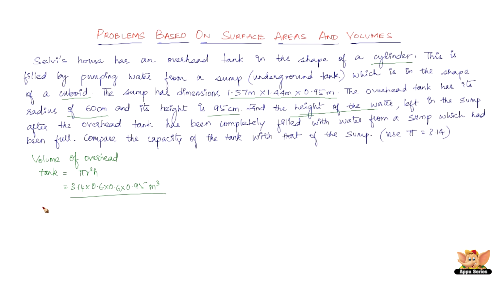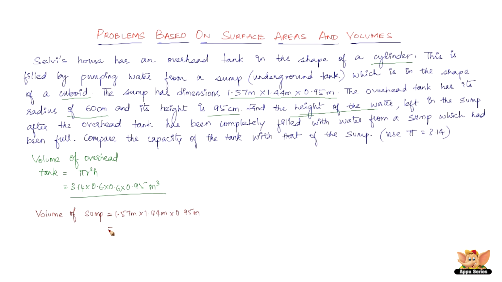So the next one is the volume of the water in the sump when it is full of water, or rather the volume of the sump. Volume of sump, or the volume of the underground tank. You just have to write this 1.57 meters times 1.44 meters times 0.95 meter. You can either write meter into meter into meter, or write all the numbers and then write meter cube in the end. This is going to be the volume of the sump.